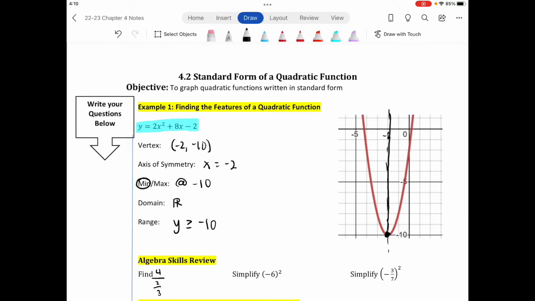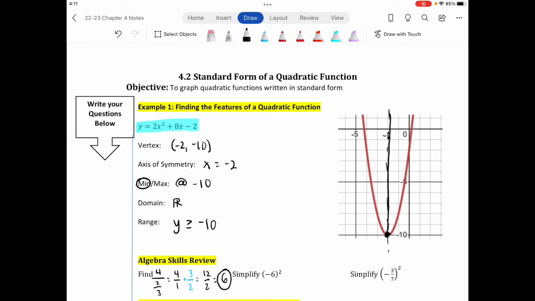Before we move on to the next example, we need to review a couple of algebra skills. What if we had 4 divided by 2/3? Well, that's going to be the same thing as 4 over 1. Since we're dividing, we're really multiplying by the reciprocal of the second fraction, which is 3/2. This is going to come out to be 12 over 2, which gives us a final answer of 6.